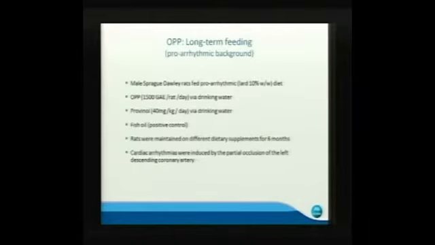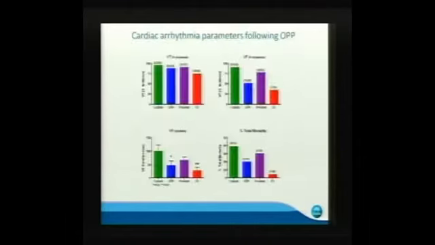So we fed a pro-arrhythmic diet. We put OPP at 1500, gallic acid in drinking water, and another compound, provenol, a commercially available red wine extract, and we did fish oil and we looked at that.